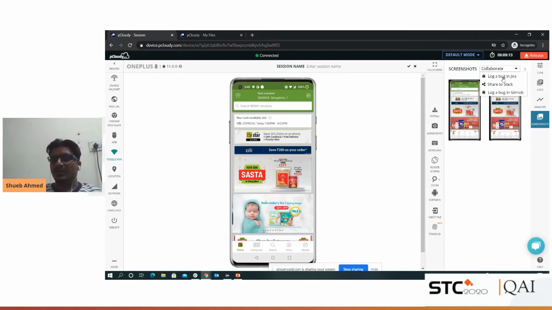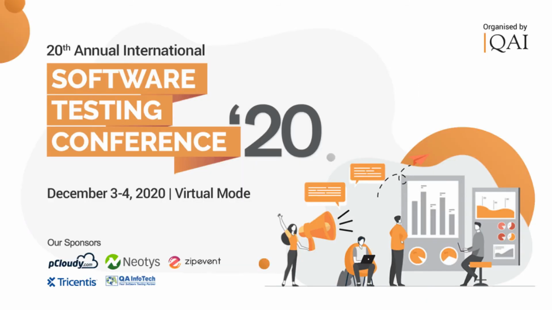So with that, you save your time of raising the defects. It's just one click where you provide the details, and of course you have to authenticate with your credentials. That will be a one-time activity, and once you have done that, it's pretty straightforward. You can log a bug directly on these different platforms.